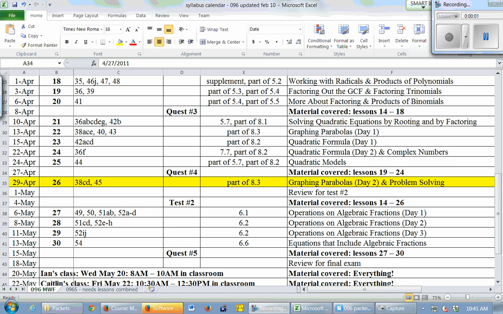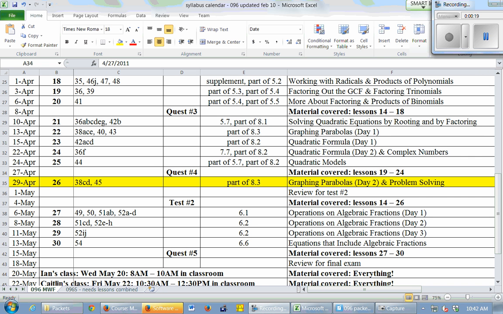Take a look at our schedule. Today we're going to do our last material before test number 2. Today we're going to talk more about graphing parabolas. It's not going to be super new, just a little twist to what you already know.